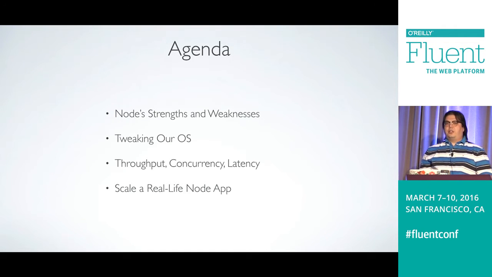Our agenda will be basically twofold. In certain parts of our talk, we'll be discussing theory and trying to discuss best practices and patterns about how we can scale our Node.js API. In other parts, we'll be looking at actual source code, and we'll be doing some profiling and benchmarking and stuff like that. We'll first look into Node's strengths and weaknesses and see what Node.js is good for and what Node.js is not so good for. Then we'll learn to tweak our operating system to have a highly concurrent, resilient application structure. After that, we'll discuss the relationship between throughput, concurrency, and latency.